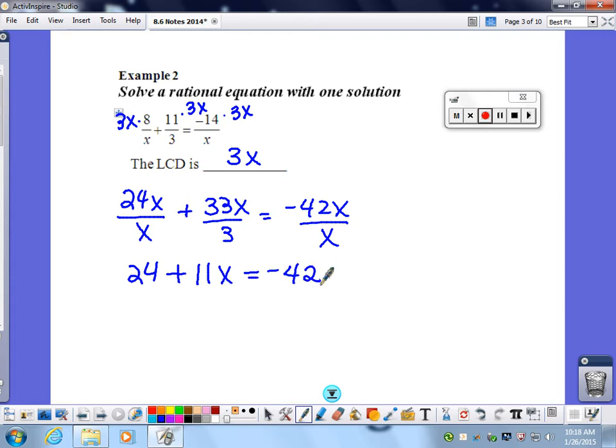So now it turns into an algebra 1 equation. So now we're going to solve the equation. So let's combine like terms. So I'm going to get 11x equals, let's subtract 24, I get negative 66. Divide by 11, and I get negative 6.